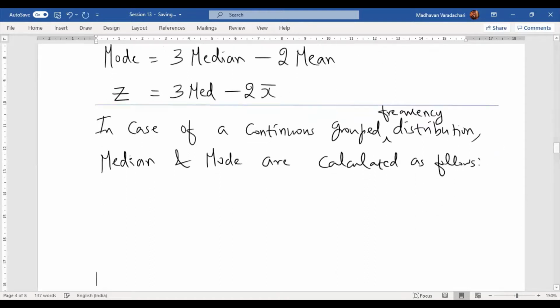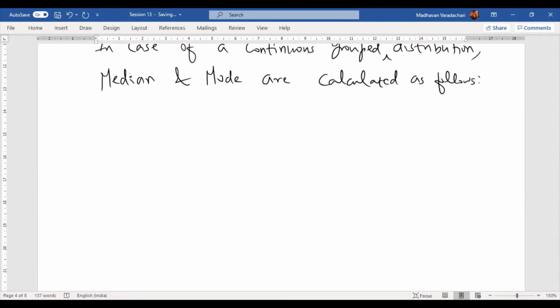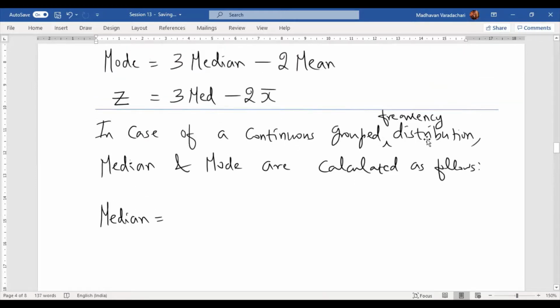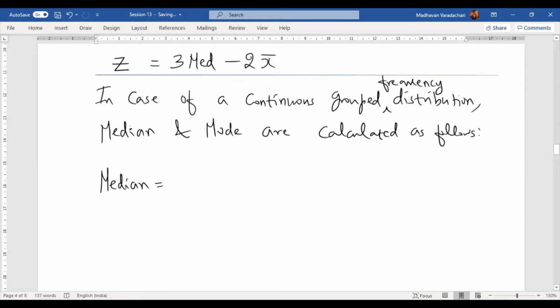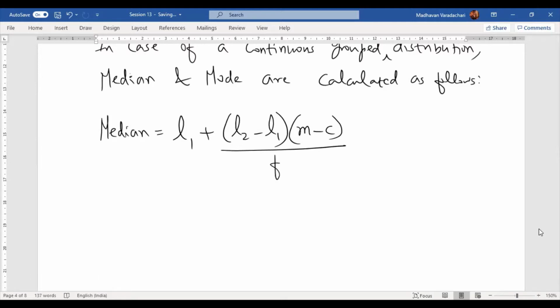First, let me write the formula for median. Then I will write about mode. First, median. I will also brief you what is this continuous grouped frequency distribution after writing the formula. Median is L1 plus L2 minus L1 into M minus C divided by F suffix ME.